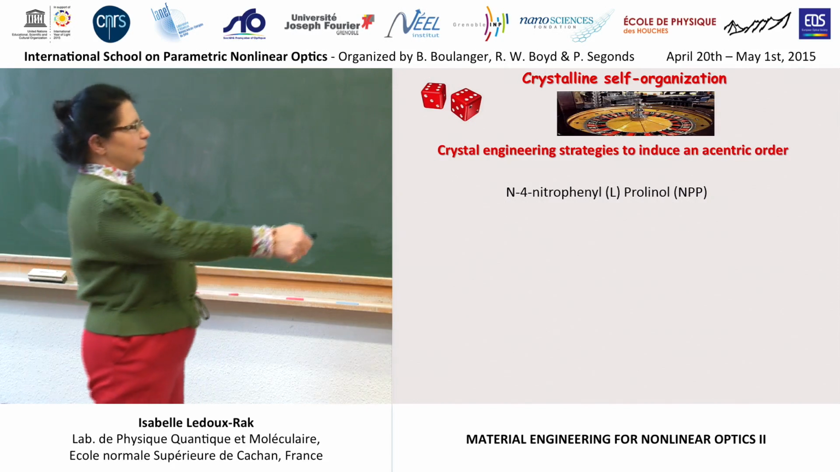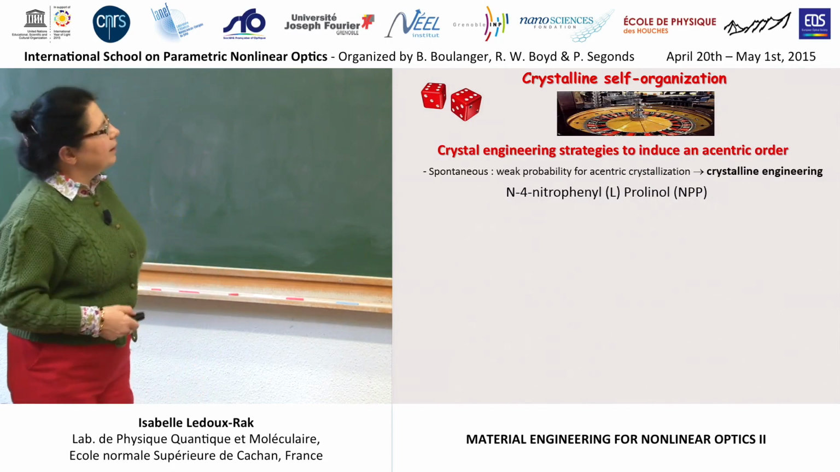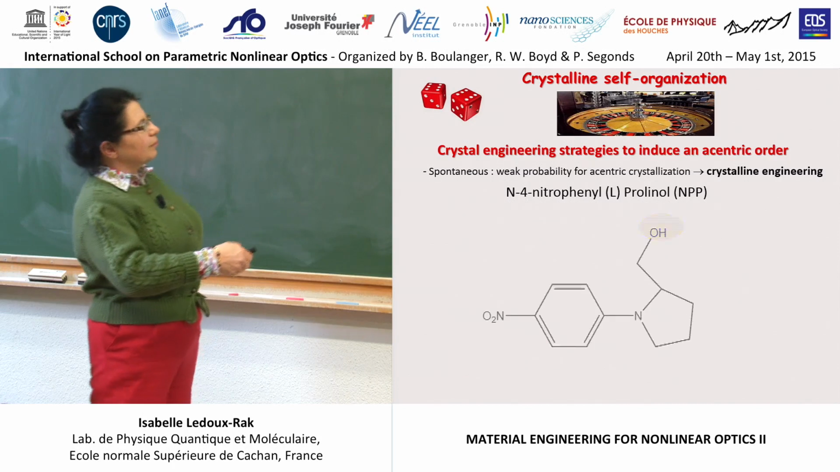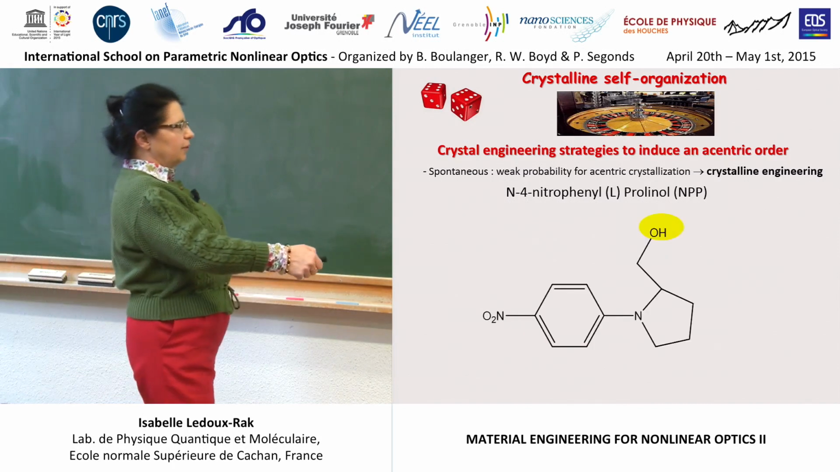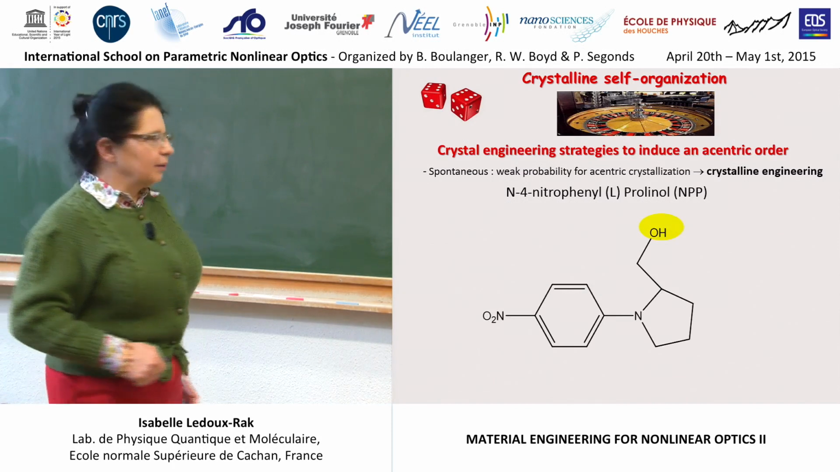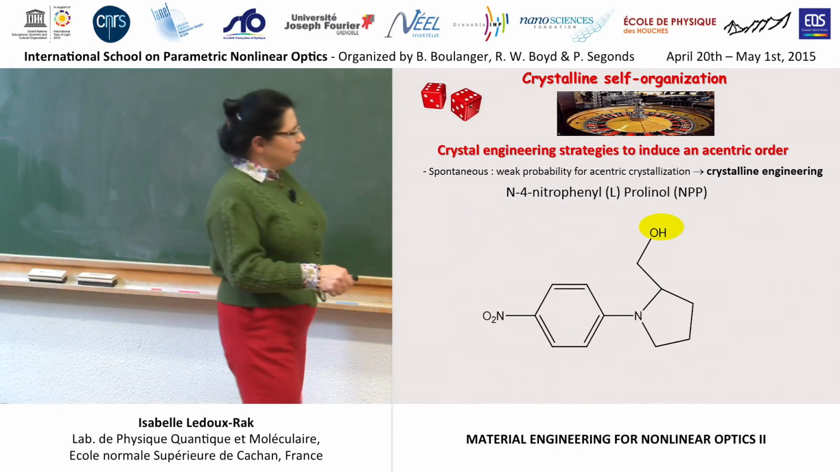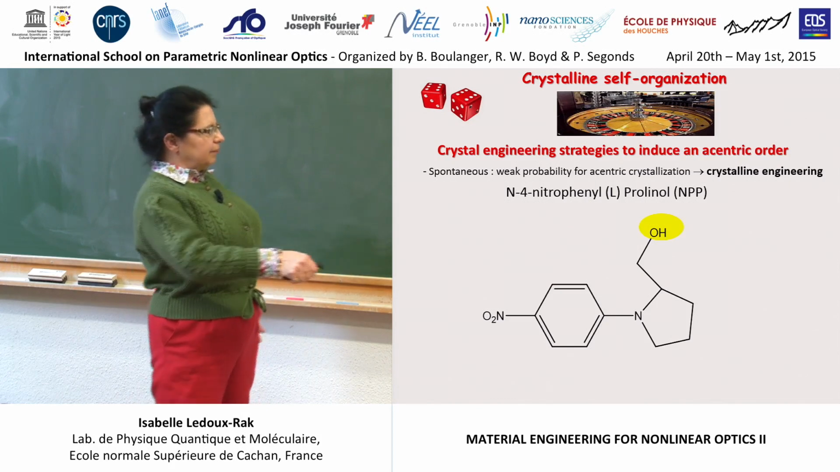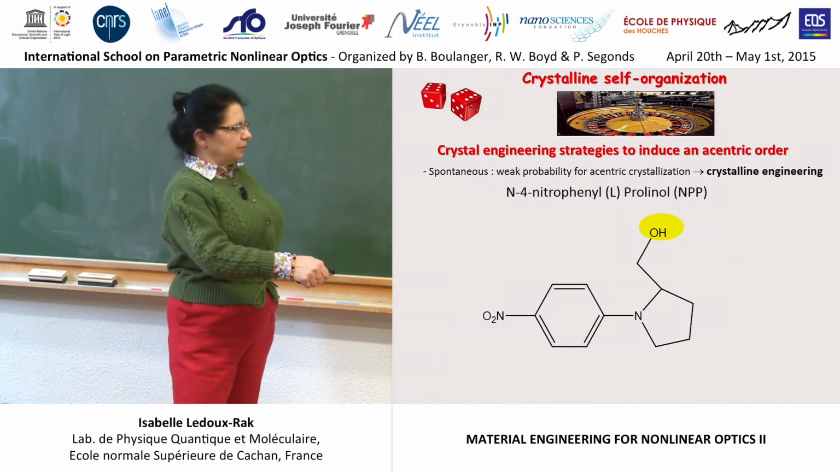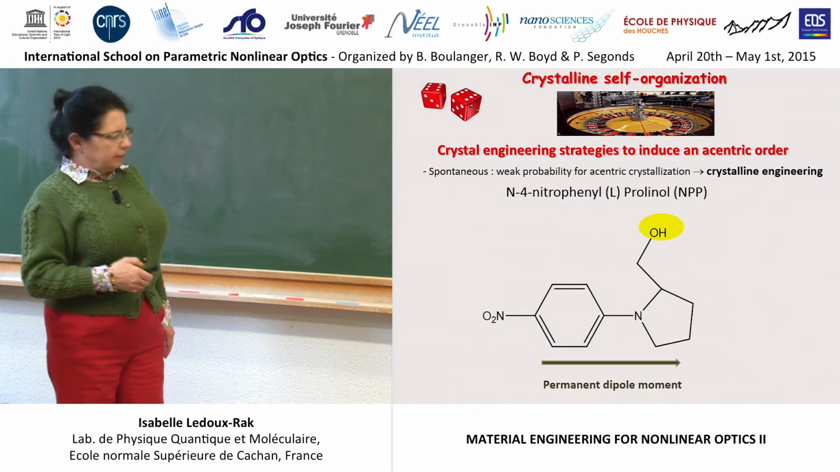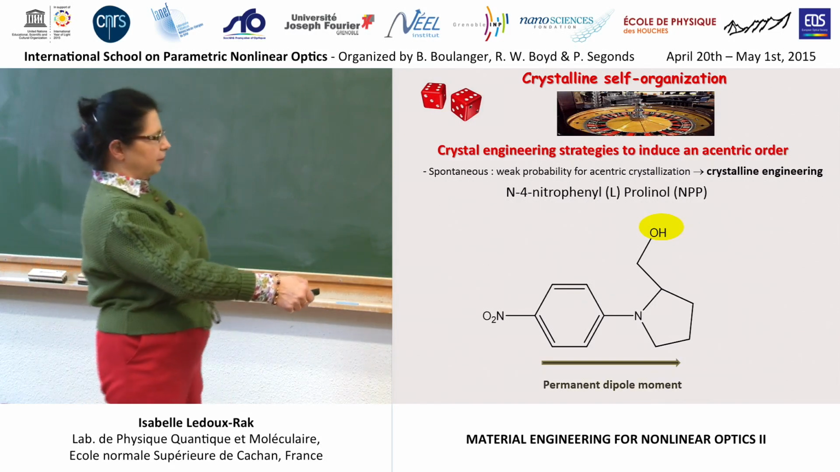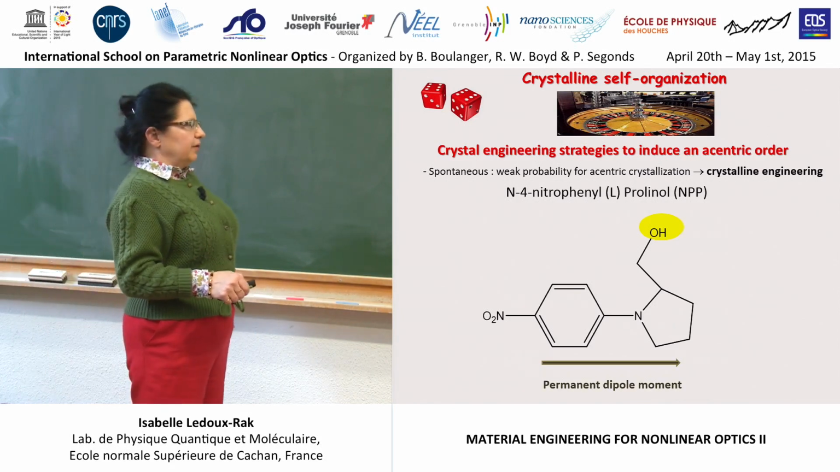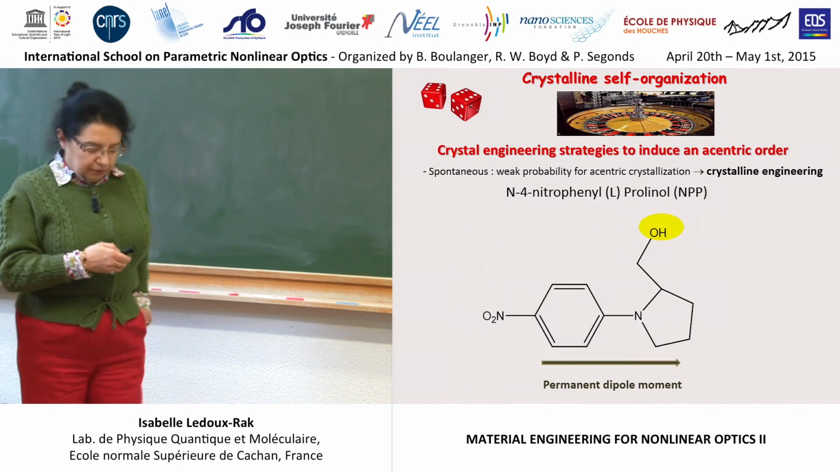One typical example was this molecule. There is a weak probability of acentric crystallization, but this was the case with this molecule. And why choose this molecule? Remember the lecture this morning. We have a strong donor group, nitrogen with a non-bonding electron pair, and a strong acceptor, nitro. The molecule displays a permanent dipole moment in this direction because the electron has been transferred to nitro. That's this orientation. And I highlight the OH group in this part because it's interesting.